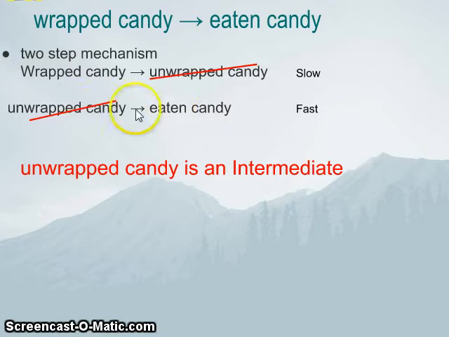So if I double the concentration of how many people I have eating unwrapped candy to make eaten candy, that's not going to change the overall reaction rate. So again, however fast the slow step is going is how fast the overall reaction is going.